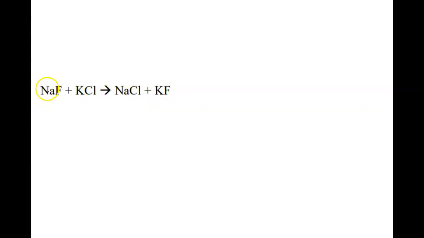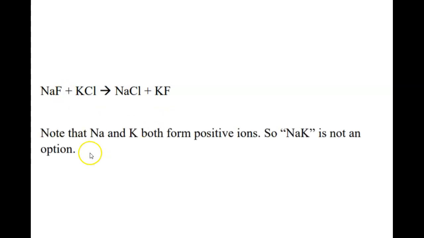What's happening here? The sodium and the potassium are switching positions. All right, they're just switching with each other, so there's basically a swap happening. Now, here's the thing to realize. Sodium and potassium both form positive ions. So you can't create NaK as one of the products. The things you can create are NaCl and KF. Why can't you create NaK? Well, they both form positive ions, which means that if they're both positively charged, they would repel each other. That's not going to work.